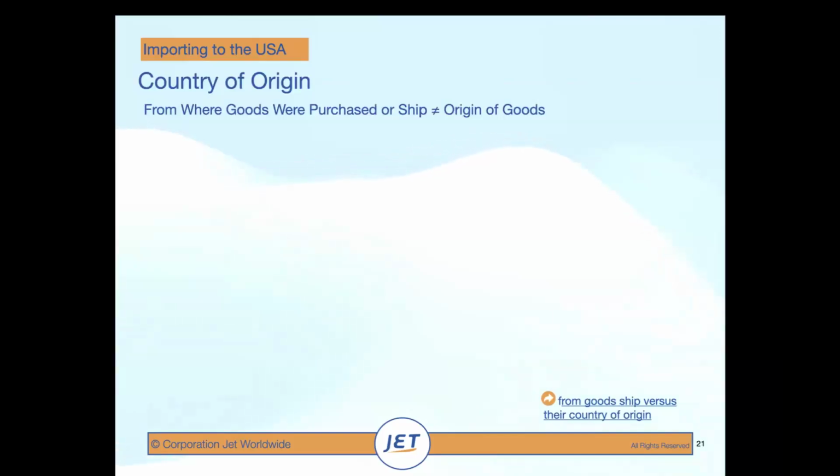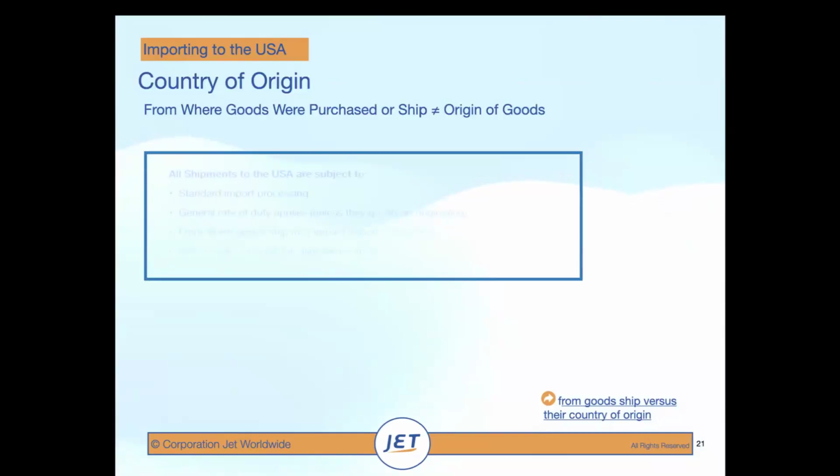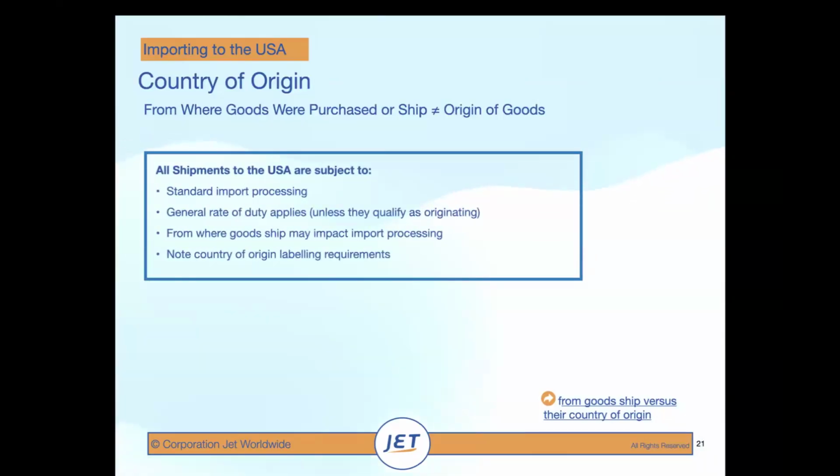If, however, you order something from Mexico and they were made in China, the country of origin would be China, not Mexico. But no matter from where the goods ship, whether from Canada or Croatia, they are subject to the same import processes. Having said that, from where goods ship can influence such things as import quotas, special programs, and areas of policy enforcement.